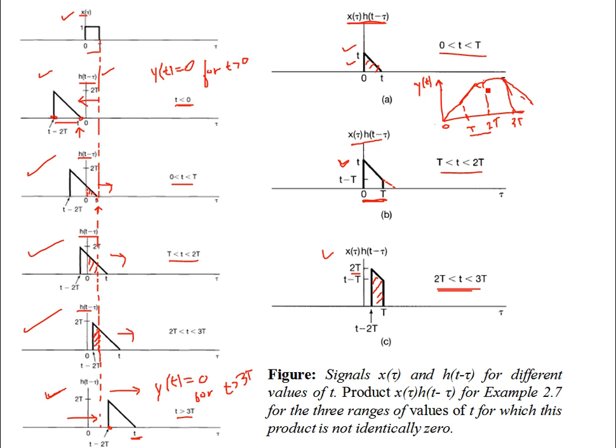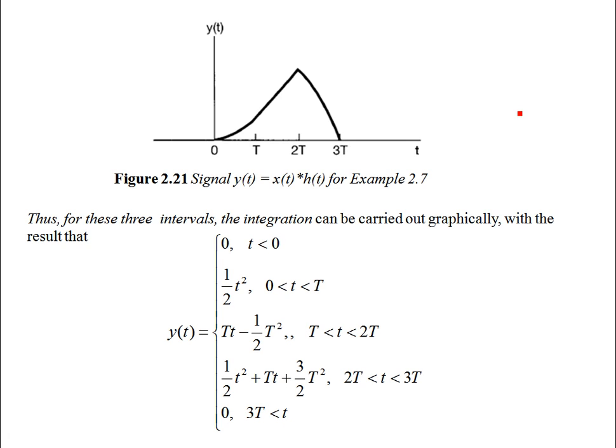For t greater than 3t, it has to drop. Basically, it should be like this. Anyways, this signal is the convolution. It's showing the convolution of xt convolved with ht for example 2.7. So for these three intervals, now we are only considering this.